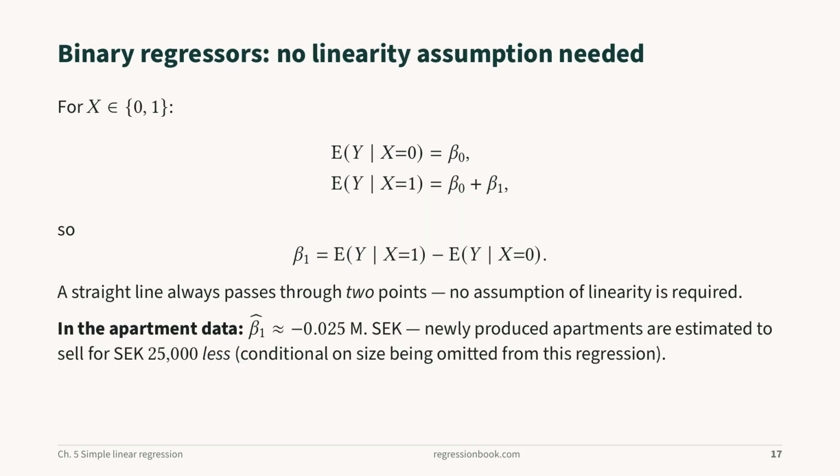Binary regressors bring a small piece of good news. With x taking only the values 0 and 1, the intercept is the mean outcome at 0. Intercept plus slope is the mean at 1, so the slope is exactly the difference in conditional means. A straight line always passes through 2 points, so no linearity assumption is needed at all. In the apartments, that difference is about minus 0.025 million. Newly produced apartments sell for roughly 25,000 krona less, size not yet held fixed.